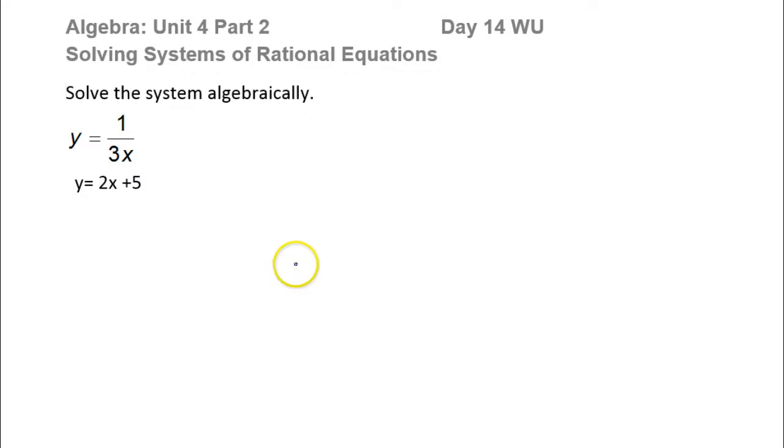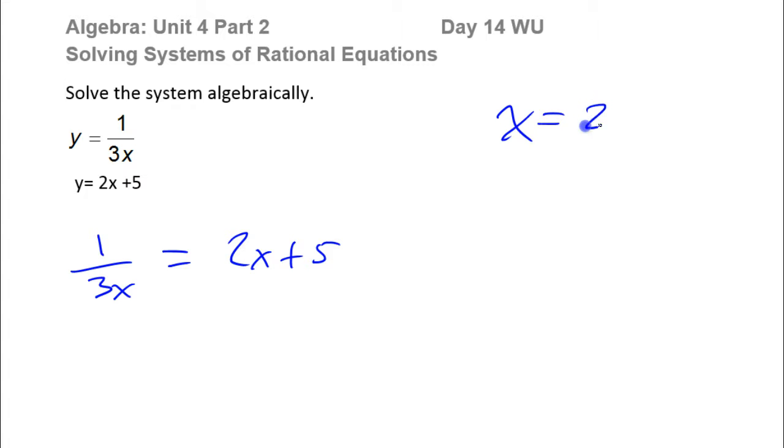All right, so let's solve this system algebraically. The main thing to watch out for is when you're solving a system, yes, we're going to set these equal to each other. So it's going to be like 1 over 3x equals 2x plus 5. But if it had started out as an equation like this, then I would just get a single answer, like x equals 2.5. Because it started out as a system, that means two separate equations.